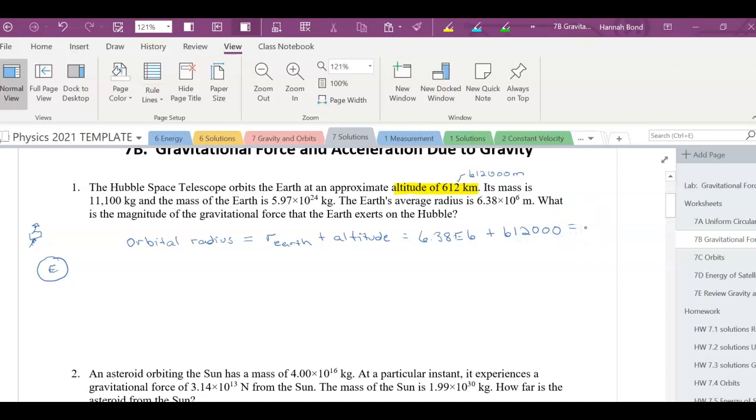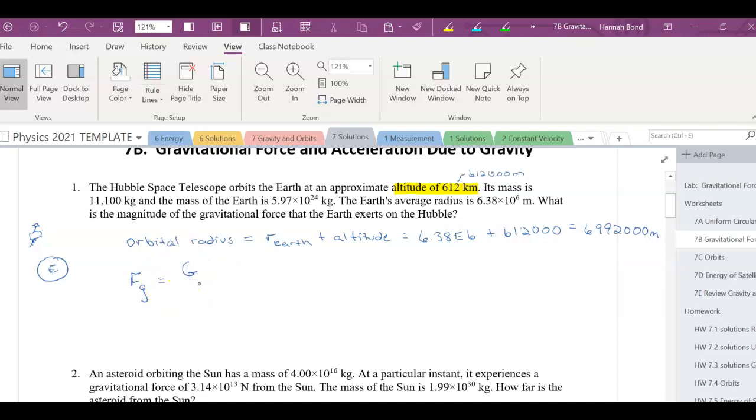And the sum of these things will be the... I have misplaced my calculator. Here we go. Will give me the total orbital radius. Okay, so 6.38 e to the 6th plus the 612,000. So that is 6,992,000 meters. Now that I have that orbital radius, I'm ready to find the gravitational force.